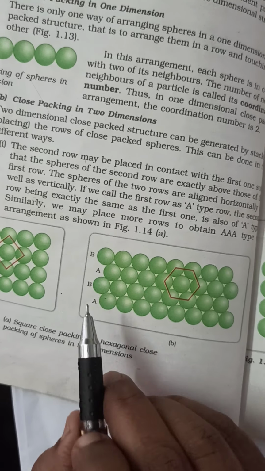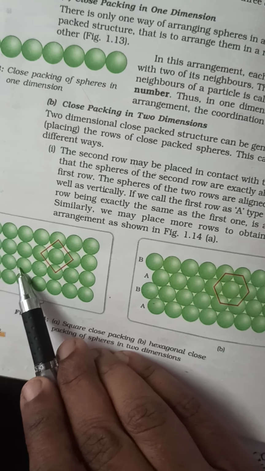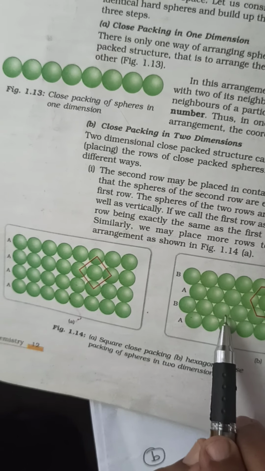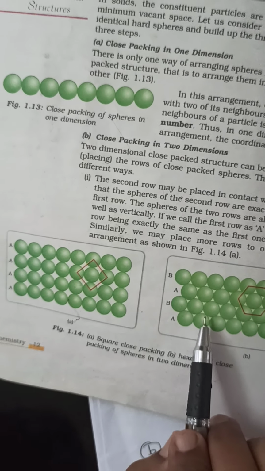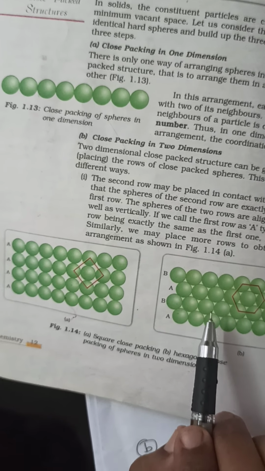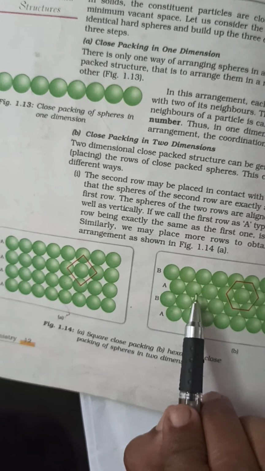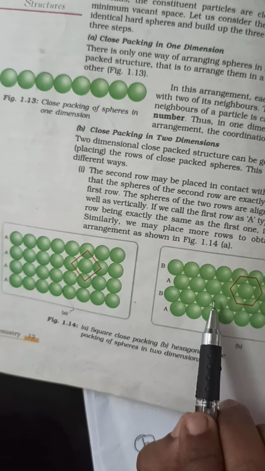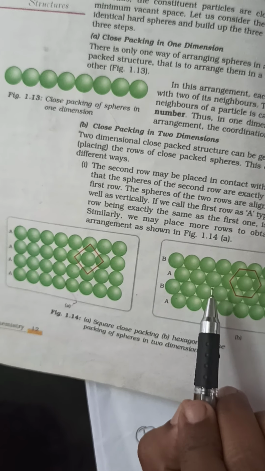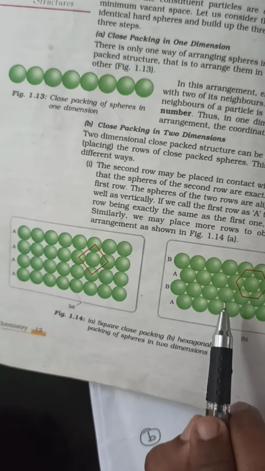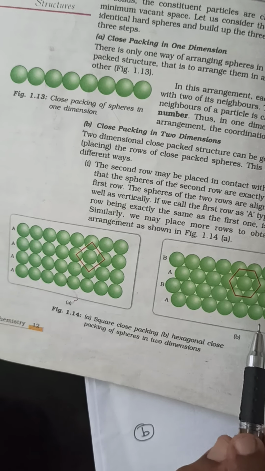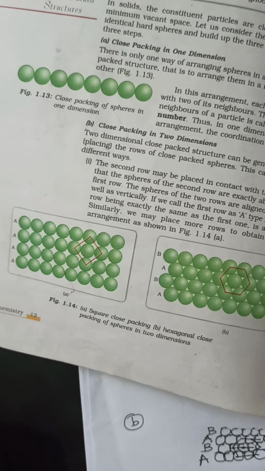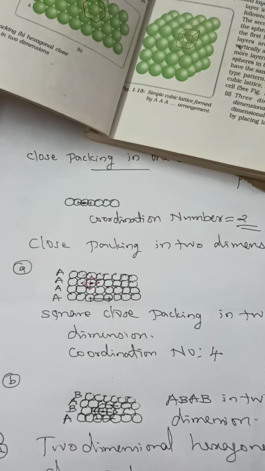But now consider, in square close packing and hexagonal close packing, where is the close packing more efficient? Of course, in hexagonal close packing only, because the voids are very few and the particles are more closely packed. So efficiency is more in this 2-dimensional hexagonal close packing. Is it clear to you? Now we will see close packing in 3 dimensions.